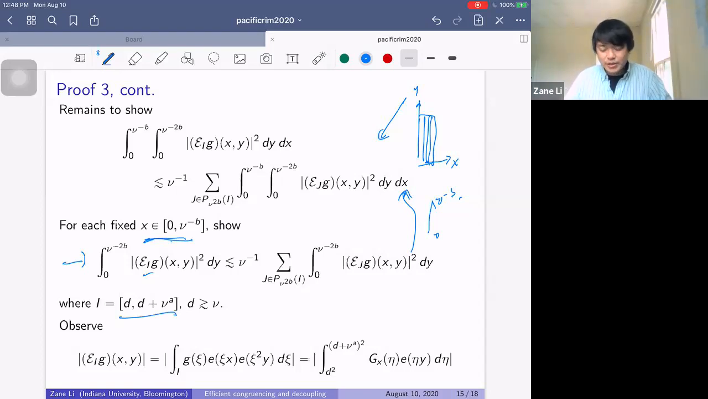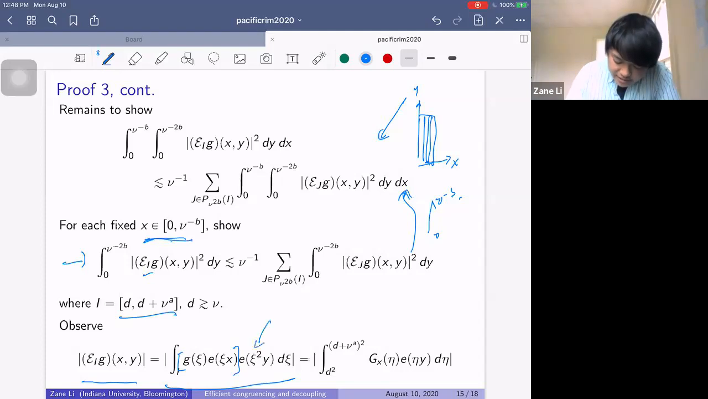Okay, and so now we have to actually prove something. All we've done so far is rewrite and reduce. Let's prove this, and I claim this follows from Plancherel. The extension operator over I, by definition, is just this here. And now x is fixed, so this is just some function that depends on x.